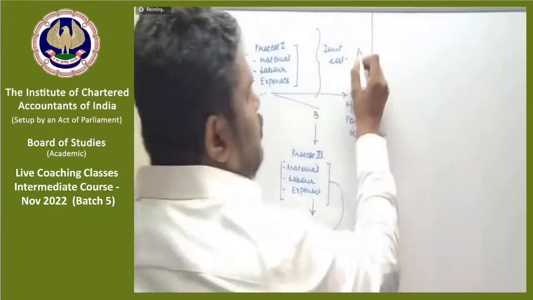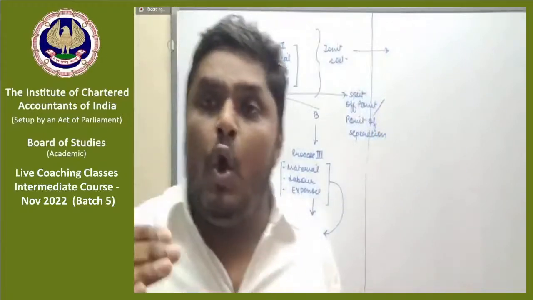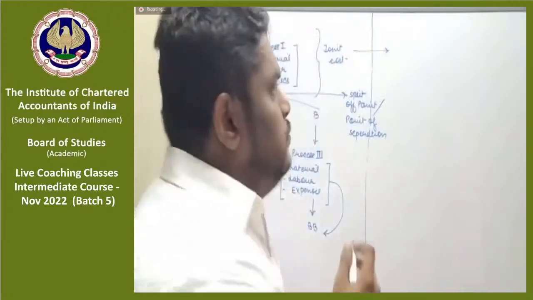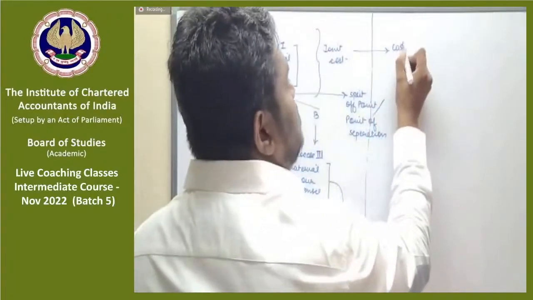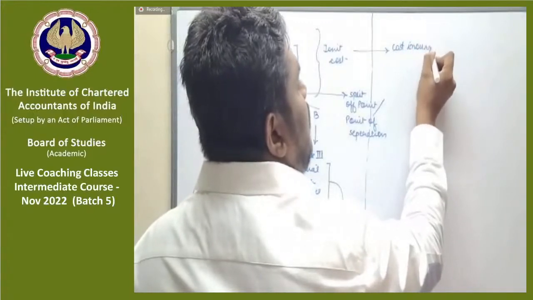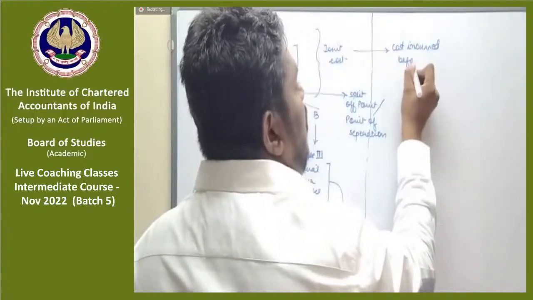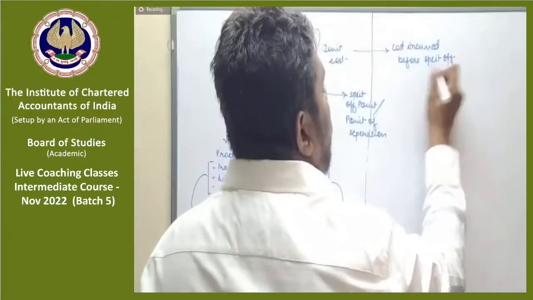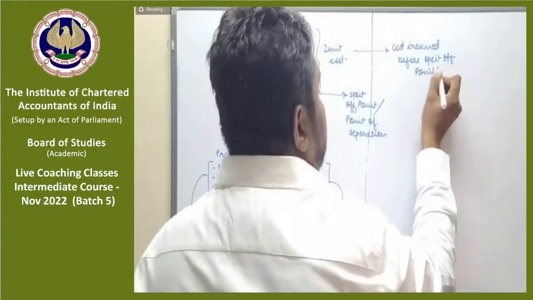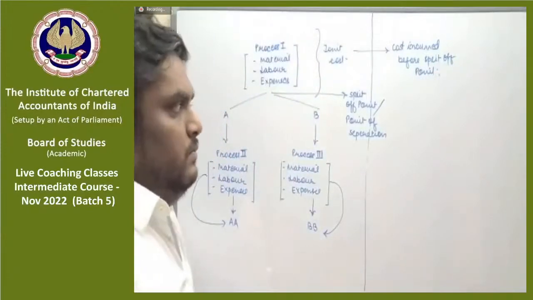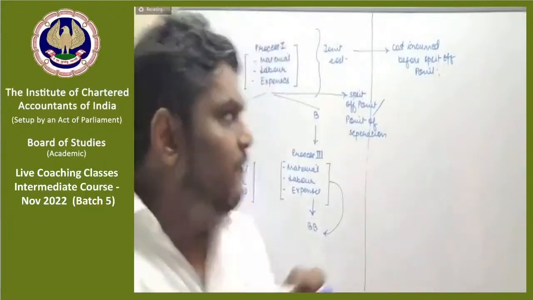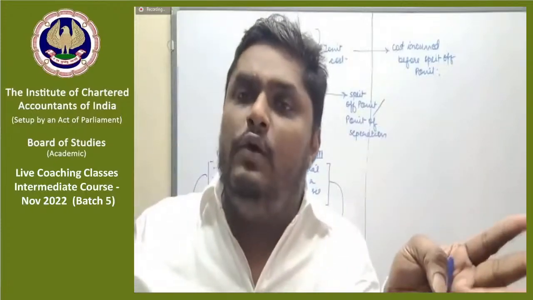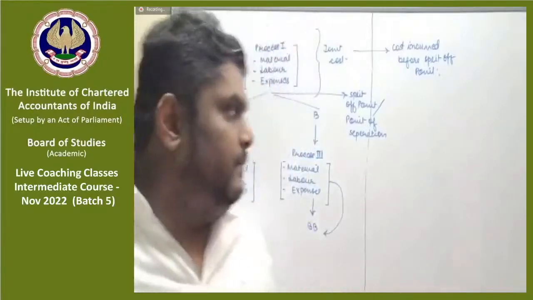So when talking about joint cost, what is joint cost? The cost that is incurred before the point of separation is called as joint cost. What is joint cost? Cost incurred before split off point is my joint cost. What is split off point? This is the split off point wherein two products emerge out from a particular process.